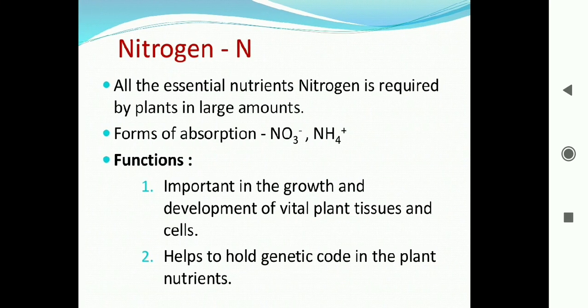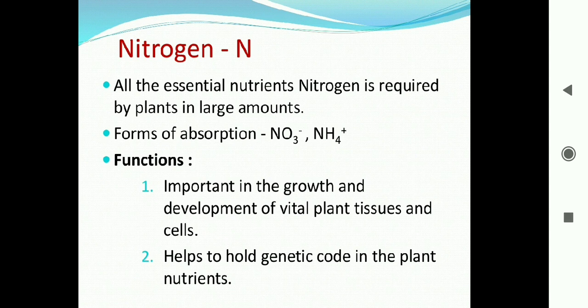So firstly, this is nitrogen. Nitrogen is required by the plant from germination up to harvesting. It is called a primary element, and it is required in very large quantity, so it is categorized under the macro elements. Macro elements are also called major elements. Major means they are required in very large quantity.